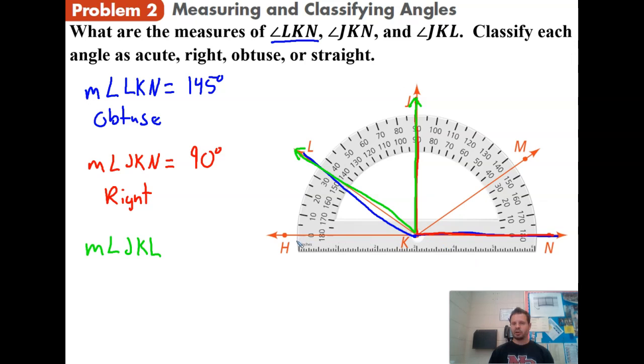I can look at the larger angle, HKJ. I know that HKJ is a right angle. So what I can do is take 90 degrees for that right angle and then subtract this smaller angle here, the 35 degrees, which is going to leave me with the rest of that right angle. 90 minus 35 would be 55 degrees.